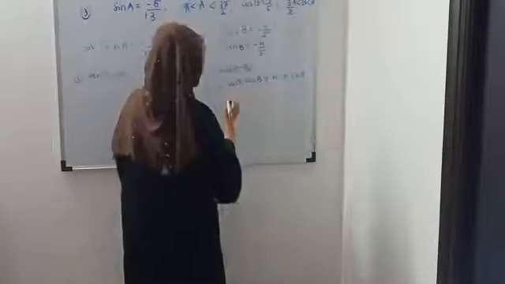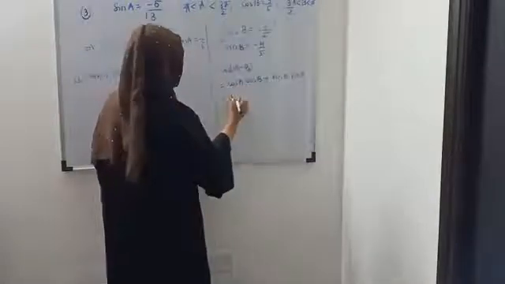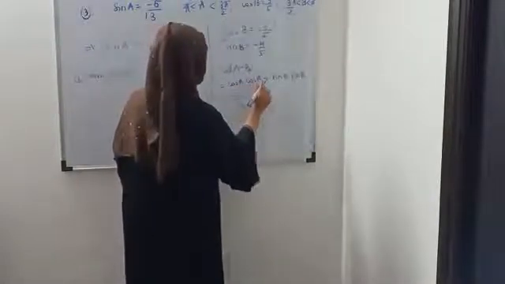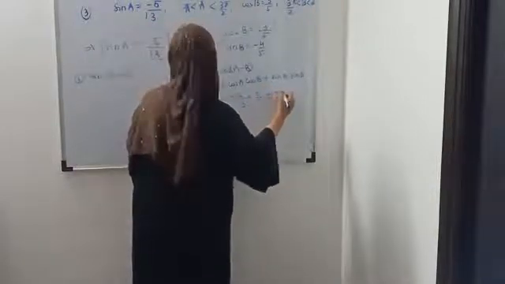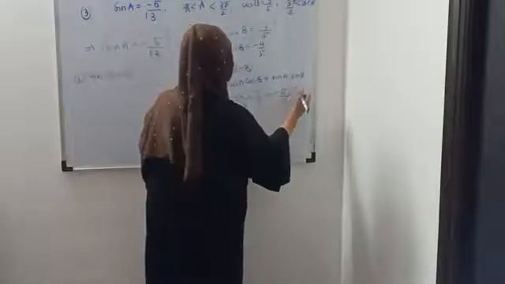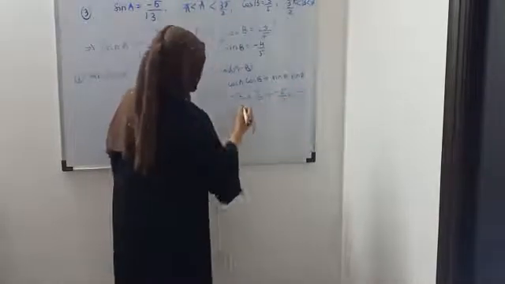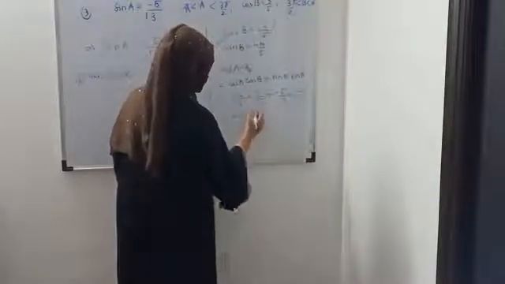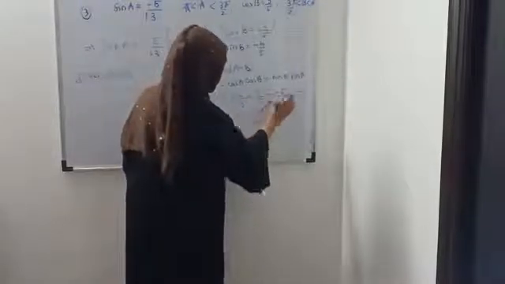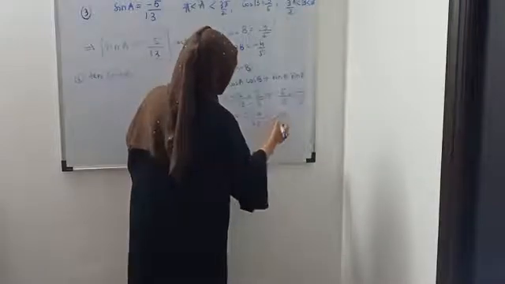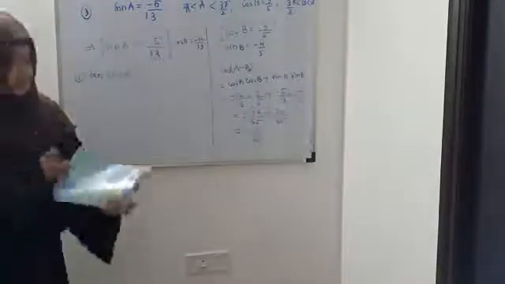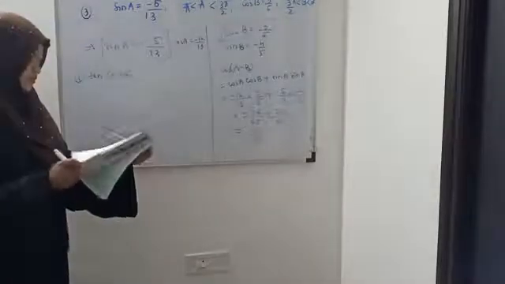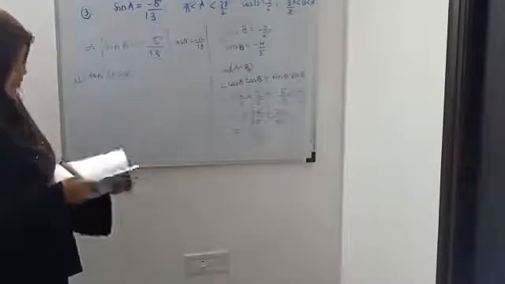So what is the value of cos A? It is minus 12 upon 13 into cos B, which is 3 upon 5, plus sin A, which is minus 5 upon 13, into sin B, which is minus 4 upon 5. So it is minus 36 upon 65, and this minus minus plus 20 upon 65. So minus 16 upon 65. Let me check the answer. Yes, it is minus 16 upon 65.